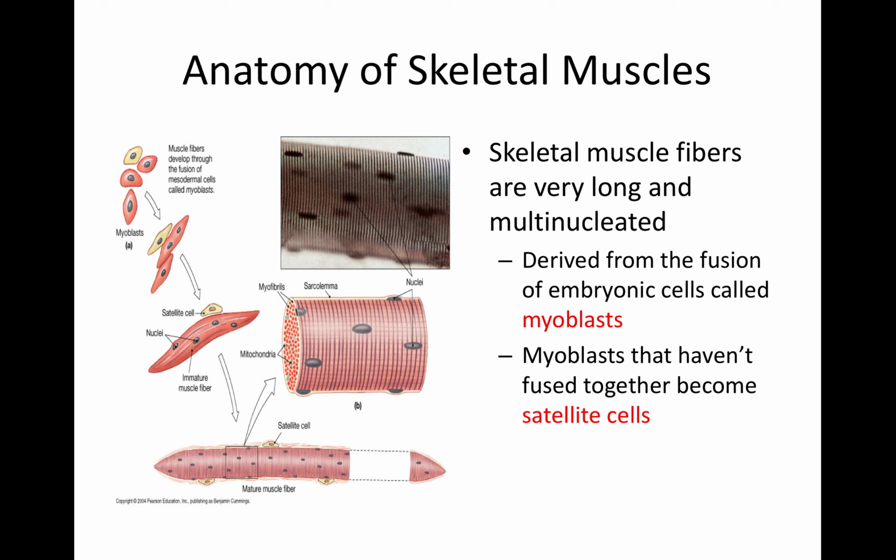We also talked about myoblasts. Myoblasts are the embryonic cells that fuse together to form muscle cells. And that's why muscle cells are multinucleated, because of the fusion of several myoblasts together. You can see that in this diagram over here. All these black dots, these are your nuclei within one individual muscle cell or muscle fiber. Myoblasts that don't fuse together, they're going to become our stem cells or our satellite cells.